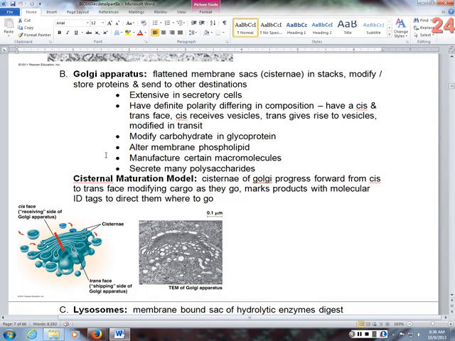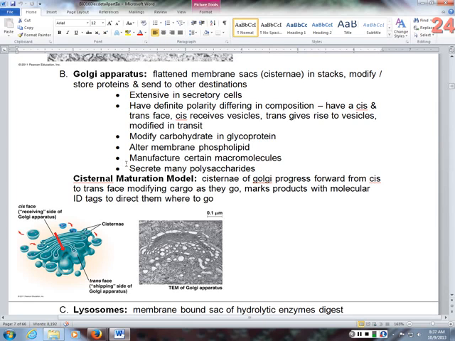So these are going to be extensive in secretory cells, and they have a definite polarity. They've got a cis and a trans face. So they've got a front end and a back end, and things are going to move through in a specific direction. So the cis face is going to receive the vesicles of the substance coming in. They go through and they exit on the trans side, and they get modified in transit along the way.